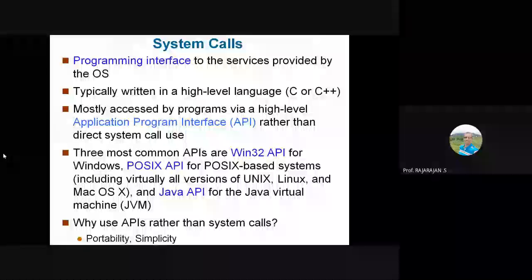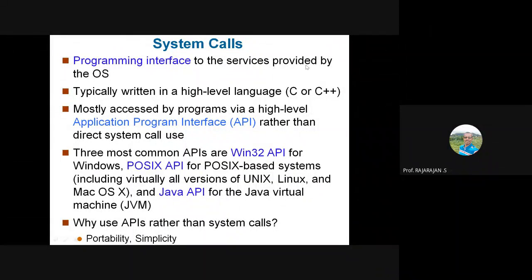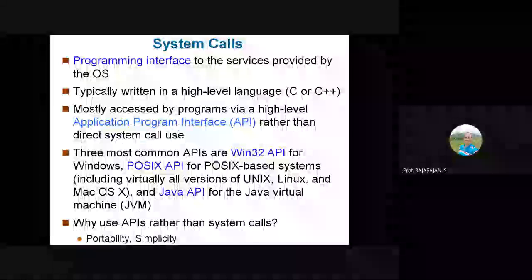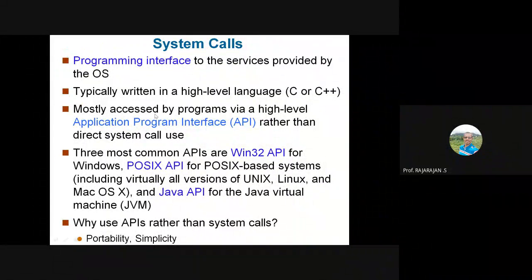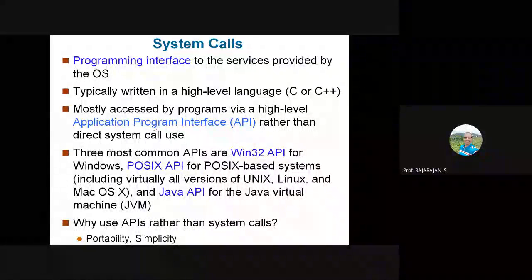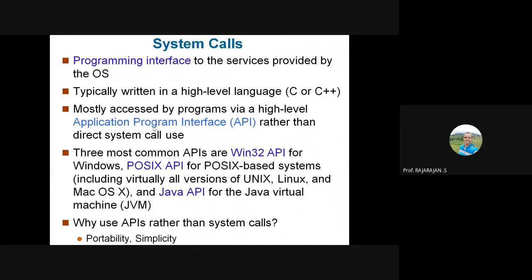Now system calls. So system calls are the programming interface to the services provided by the OS, and they are typically written in high level languages. And okay, now the role of API is highlighted here. See, normally system calls are implemented within the OS and the user program has to access them. But generally, it does not happen directly. That is, the user programs don't generally make a direct call to the OS modules. Instead, they use a kind of connector called API. So API is like an interface between the user program and the OS modules.